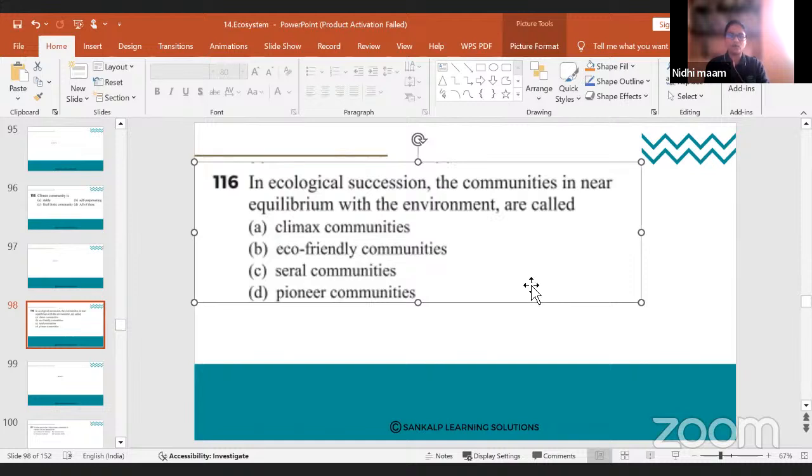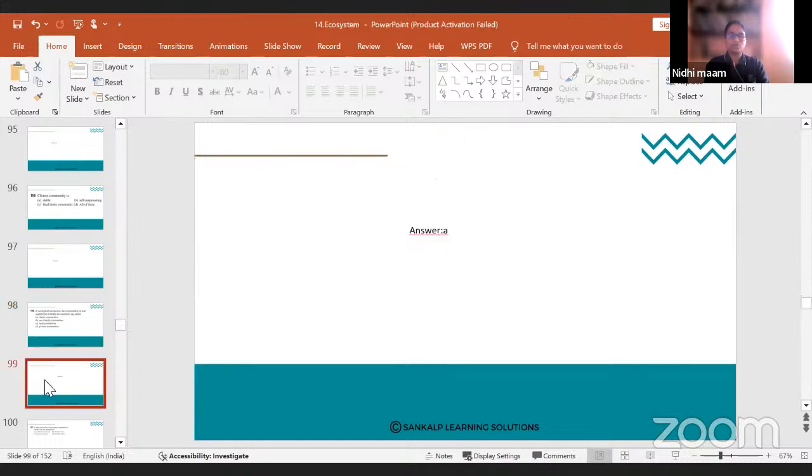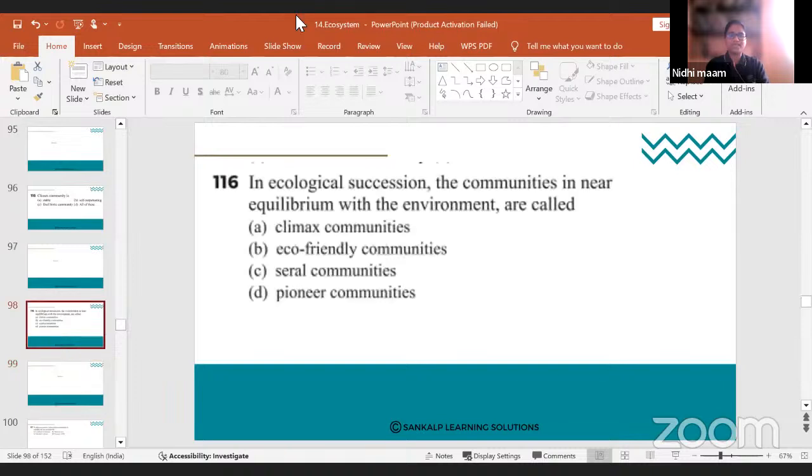So the right answer for this question is option A, answered by Sushmita. So the right answer for this question is option A, climax community.